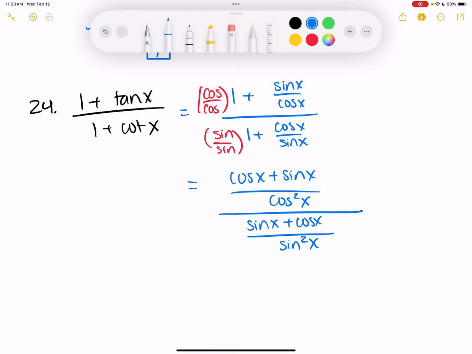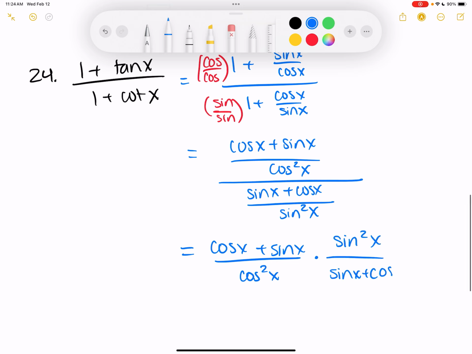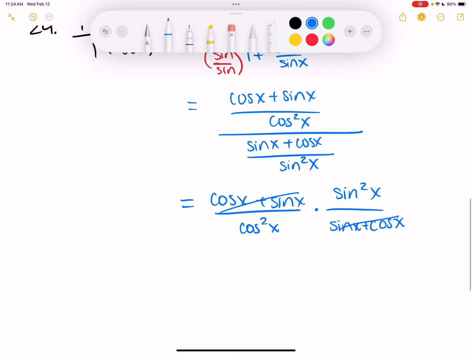By what? Yep, keep, change, flip. So cosine x plus sine x over cosine squared of x times sine squared of x over sine x plus cosine x. So the cosine plus sine, obviously one's written that way and one's written as sine plus cosine, but those things cancel. So I'm left with sine squared over cosine squared. What would that be equal to? Yep, tangent squared.